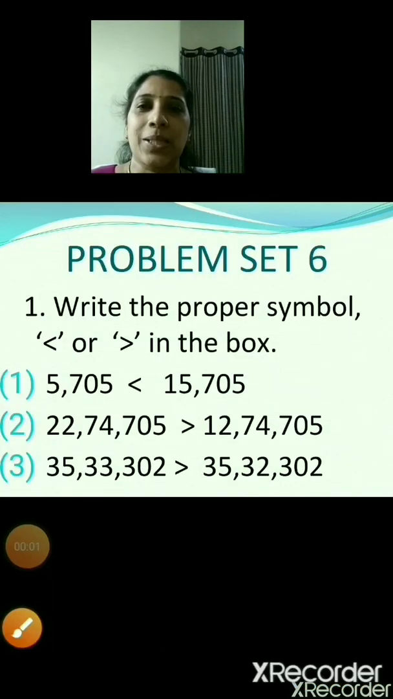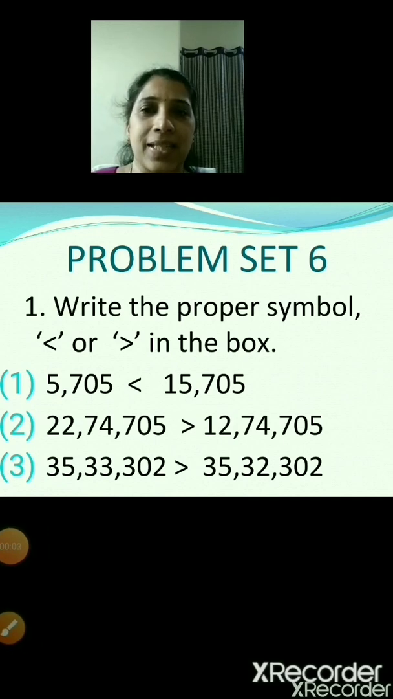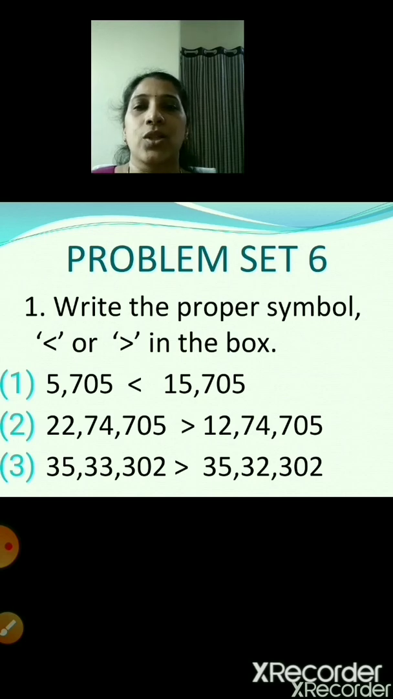So now let's go to the problem set 6. So what is the first question? Write the proper symbol smaller than or greater than in the box. So you have to use either greater than or smaller than symbol, right? So let's take the first one. First one is 5,705 and the next number is 15,705.